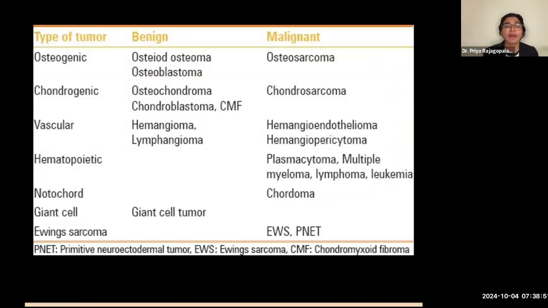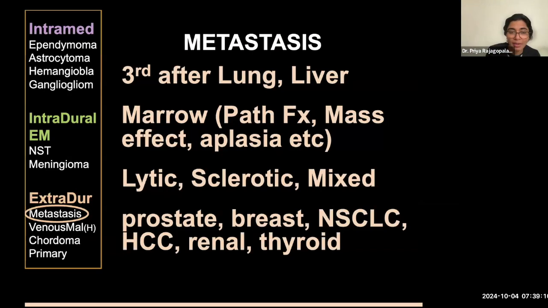of different types, right? It can be osteogenic, chondrogenic, vascular, hematopoietic, could be notochordal, again, giant cells, or Ewing sarcomas, right? So depending on that, it's either benign category or malignant category. You have all of these. We don't have the time to go in depth and cover every single tumor in the extradural compartment. But I would like to say, especially in the adult population, metastasis is the most common extradural tumor in this location, right? So it's usually lung and liver mets that you tend to see.